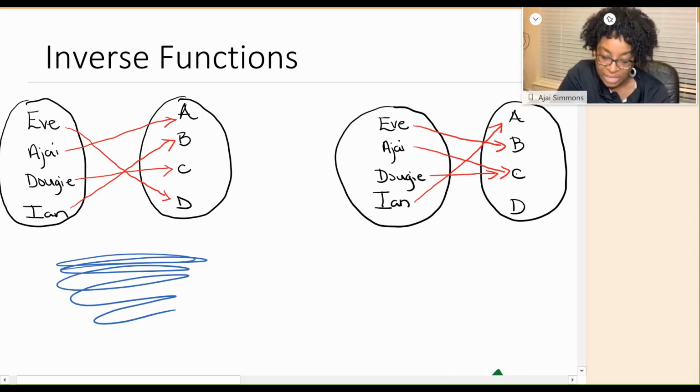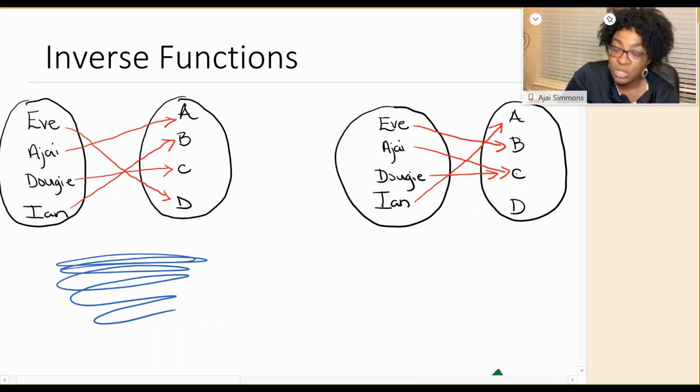What I have is a set of students on your left-hand side, and they are mapped to a grade on the right-hand side. So I have Eve, Asia, Dougie, and Ian. And then I have the arrow pointing at what grade they made. So Eve made a D, Asia made an A, Dougie made a C, and Ian made a B. Now, the unique thing about this mapping right here is that it's 1-to-1.